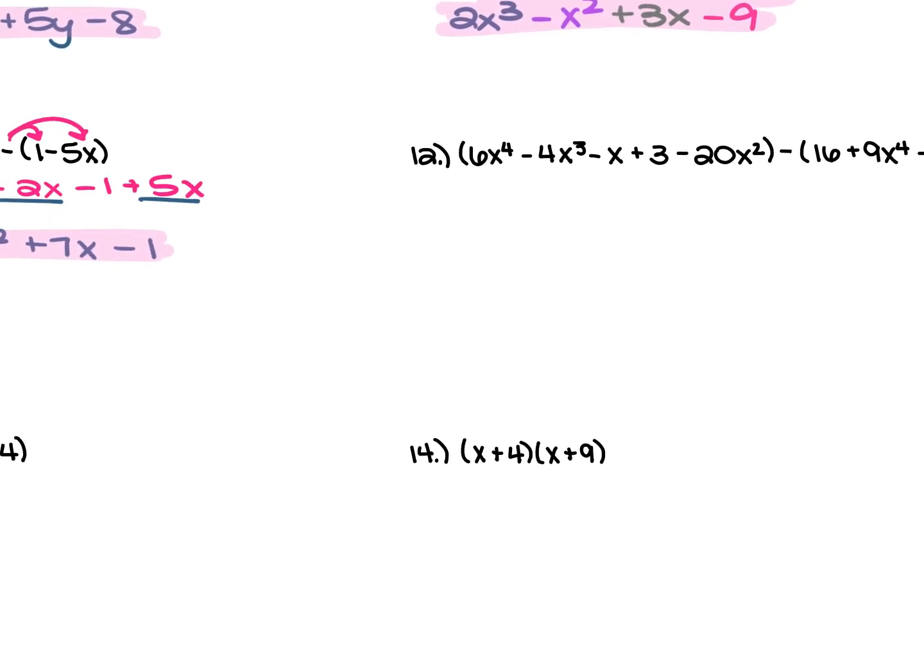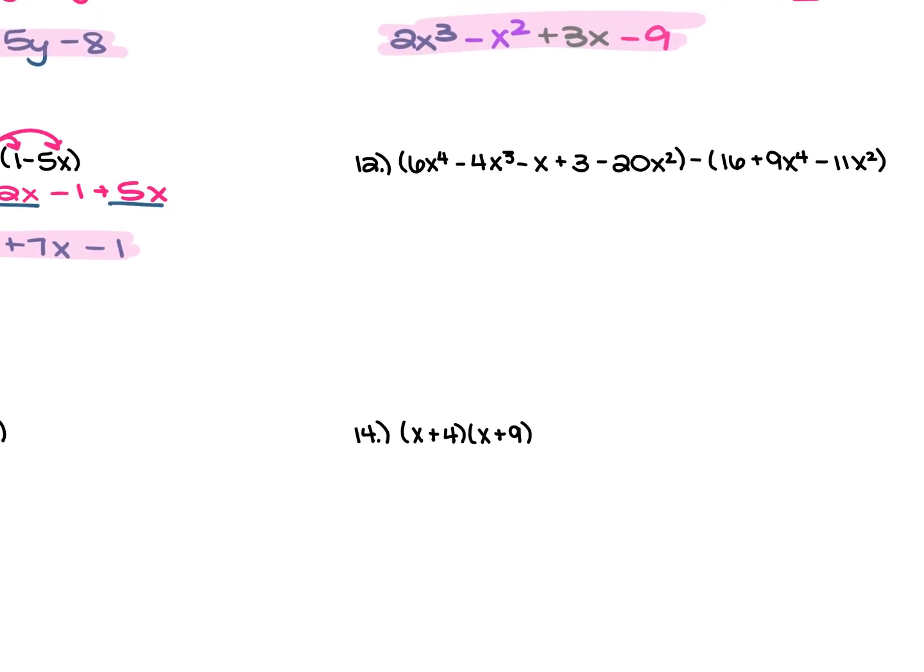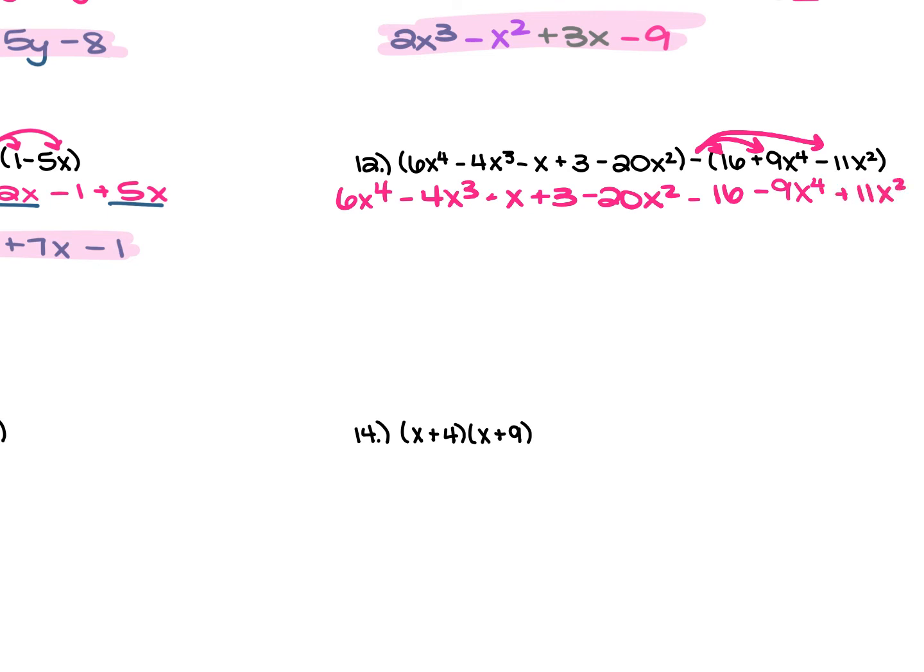For 12, we have 6x to the 4th power minus 4x cubed minus x plus 3 minus 20x squared minus 16 plus 9x to the 4th power minus 11x squared. Distribute that negative into the second set of parentheses, rewrite this as 6x to the fourth power minus 4x cubed minus x plus 3 minus 20x squared minus 16 minus 9x to the fourth plus 11x squared.